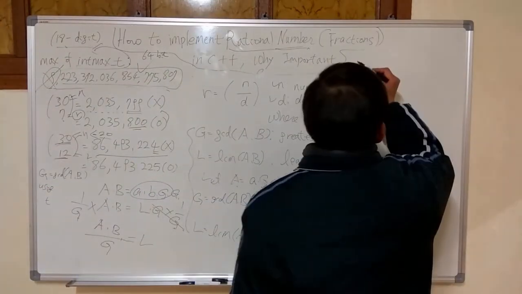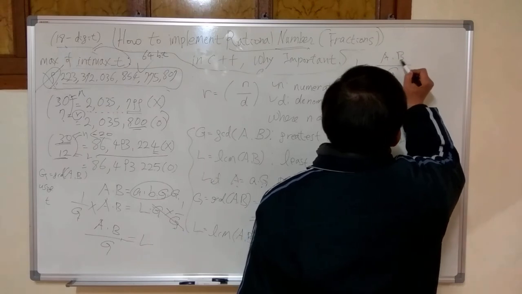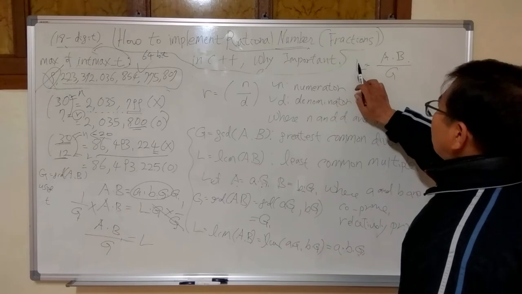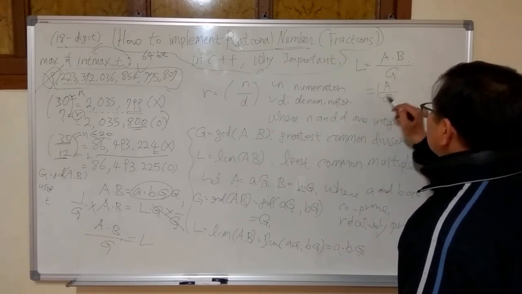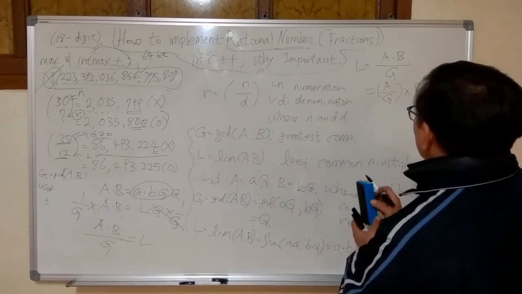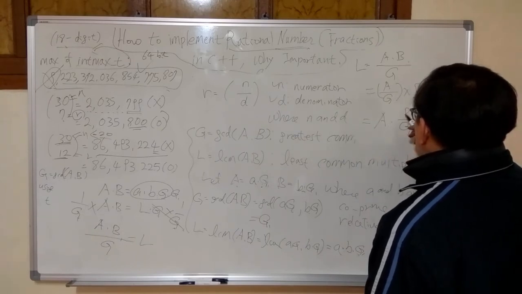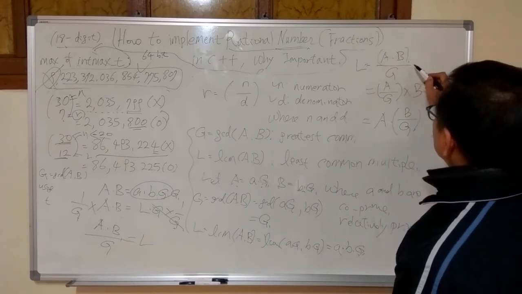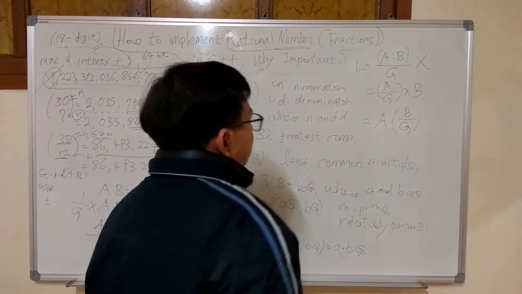So L becomes A times B over G. When we compute L, the least common multiple, we have to compute it like this: A over G times B, or A times B over G. We have to compute it this way. We should not compute the other way. I will tell you why.